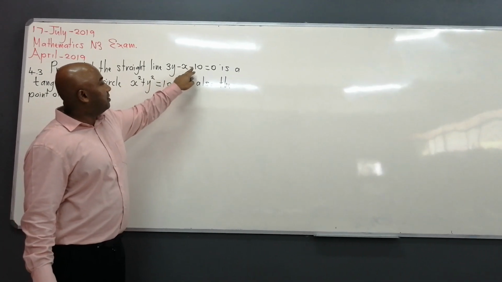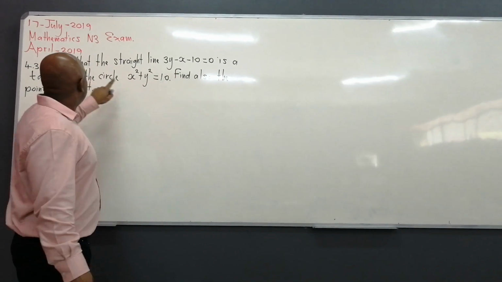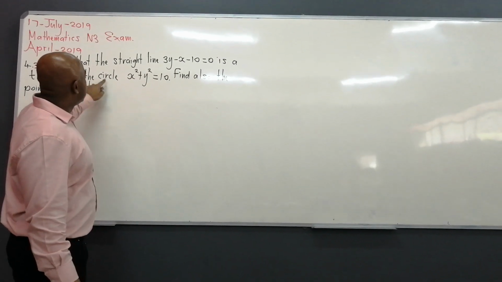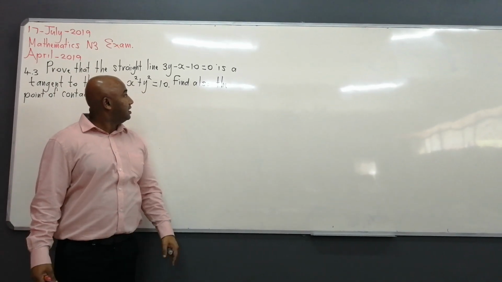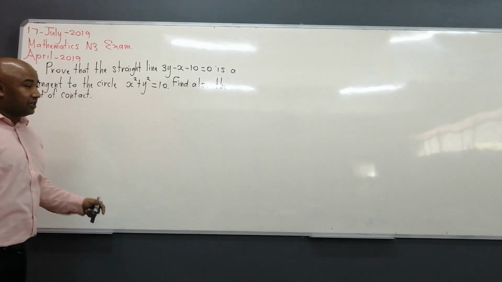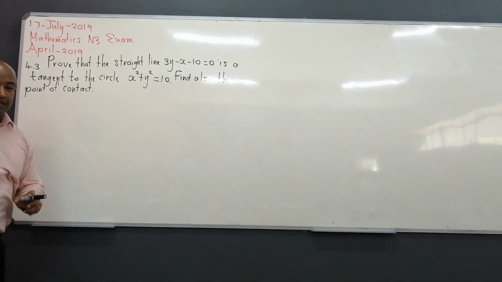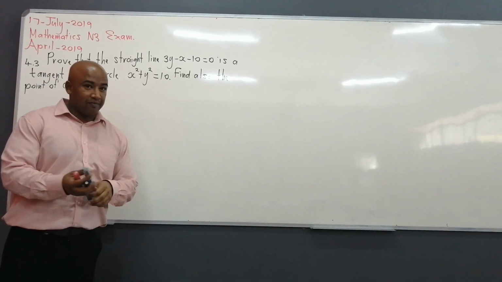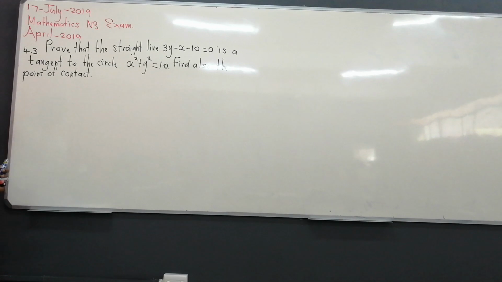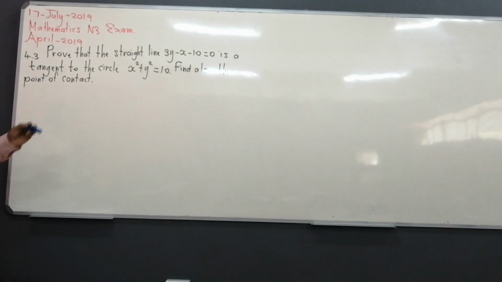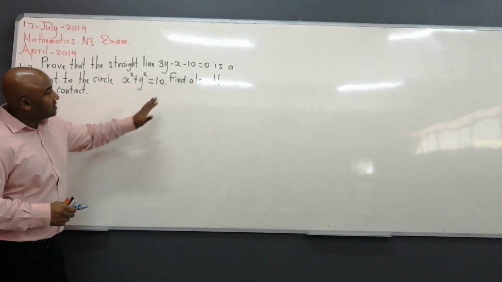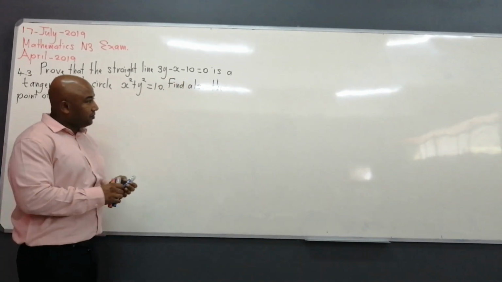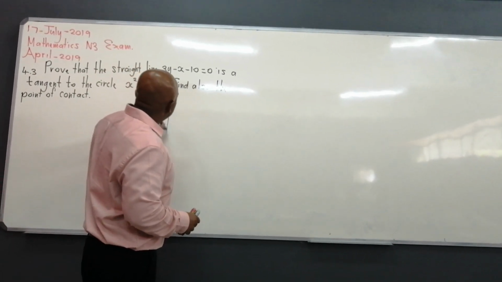3y minus x minus 10 is equal to 0 is a tangent to the circle x squared plus y squared is equal to 10. Find also the point of contact. Okay, so now we have a circle. Okay, so this is a straight line. So here's your circle.